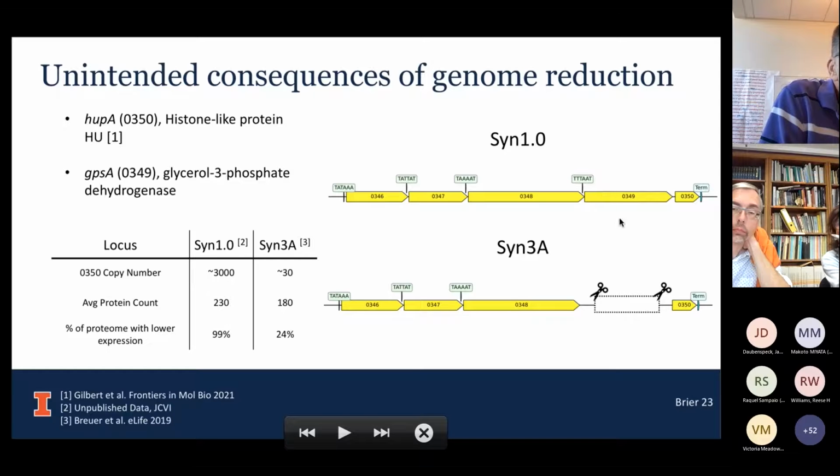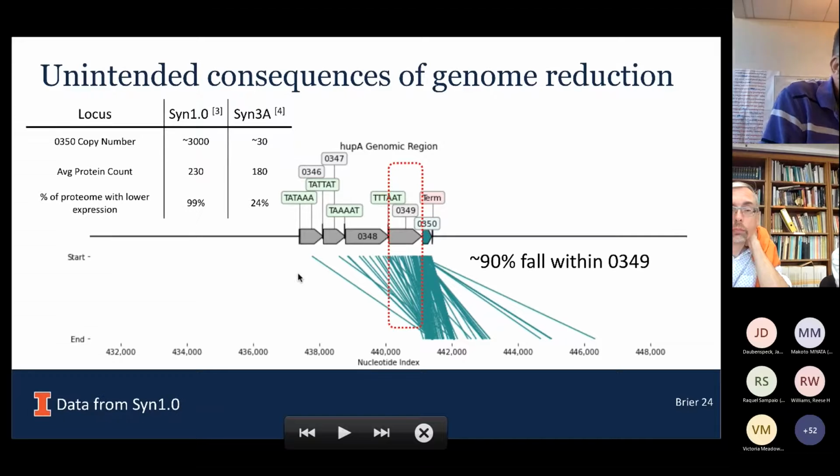Obviously, genes have been removed, but more interestingly, going from syn1 to syn3a, this gene here, 349, has been cut out. If you look at the mRNA isoforms, their start and stop sites within this region for those assigned to gene 350, you find that 90% of those genes start or fall within 349. And this doesn't even include these few that you're seeing here that are potential read-throughs that would go from 348 to 349.